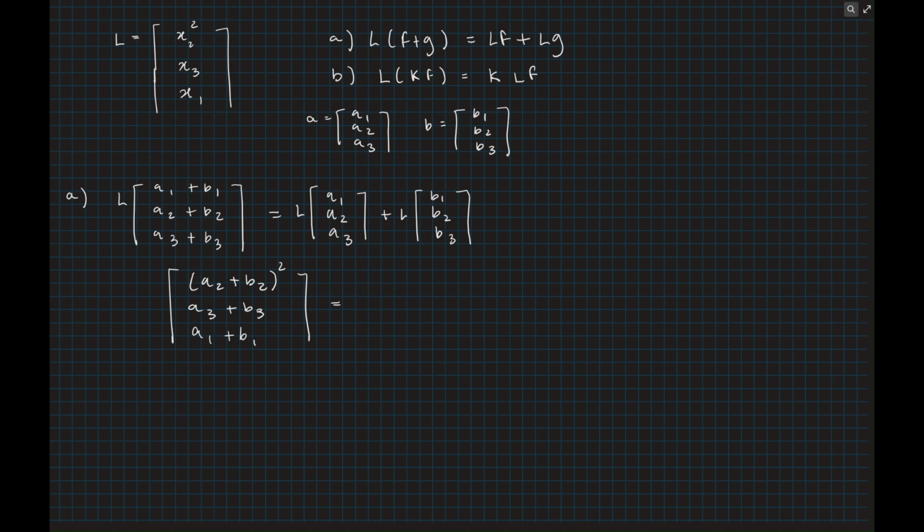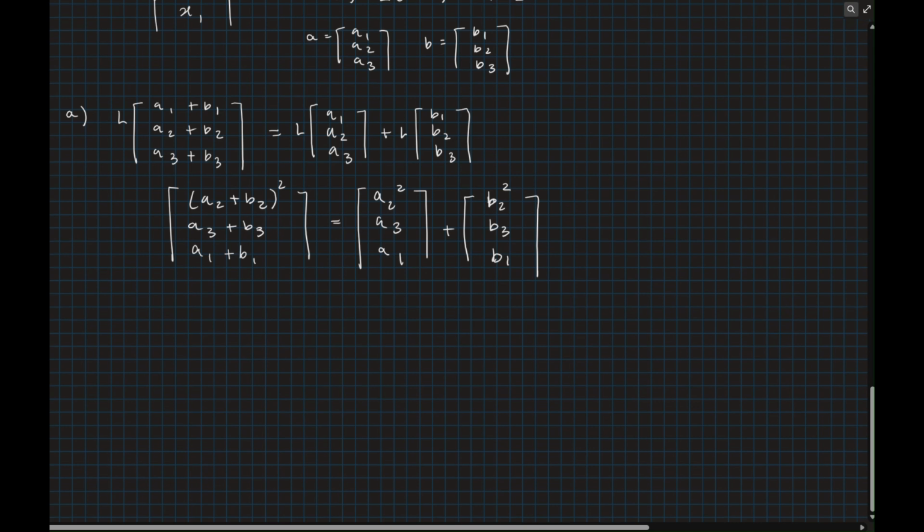So let's do the same thing and apply the operator L to a separately and to b separately, and then add them. If you do that, you should get a2 squared, then a3 and a1, plus b2 squared, b3, and then b1. And these two added together, and already you should be able to tell that they are not equal, right?